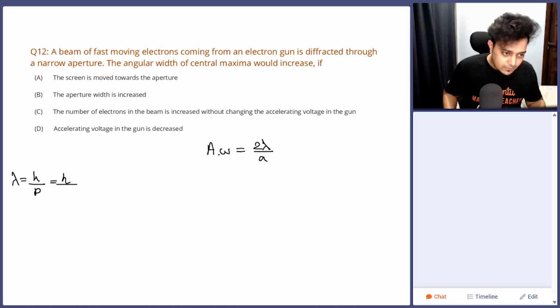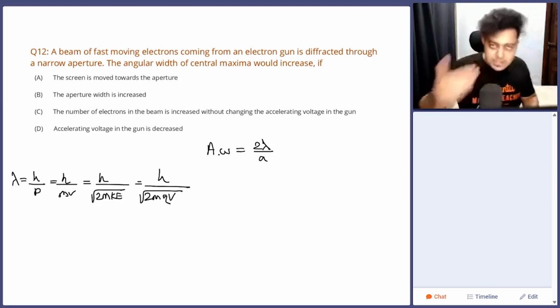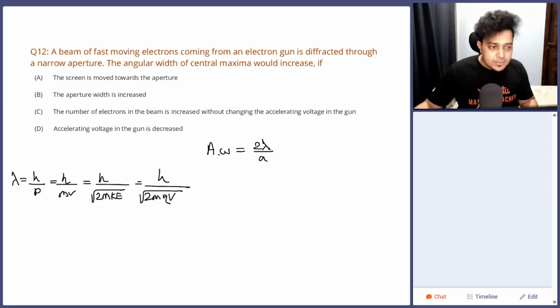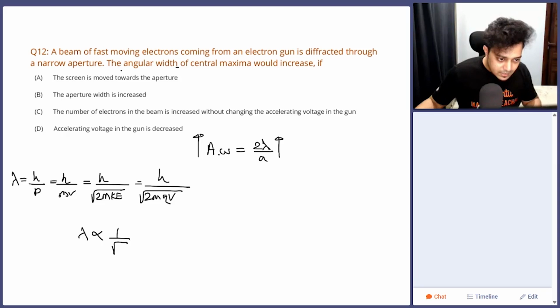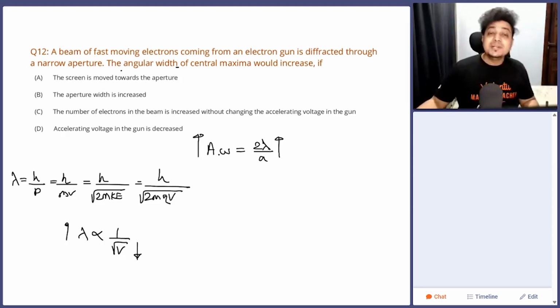Further, p is of course mass into velocity. p can also be written as under root of 2m into kinetic energy. And for a charged particle, we can also write the same thing as charge into potential difference. Charge into potential difference is the work done to give the kinetic energy to the charged particle. So notice that if the angular width of the central maximum is increasing, that means the wavelength of the matter wave should increase. So for the wavelength to increase, notice that wavelength is inversely proportional to root of potential. So for the wavelength to increase, the applied voltage to give kinetic energy to the charged particle should decrease.